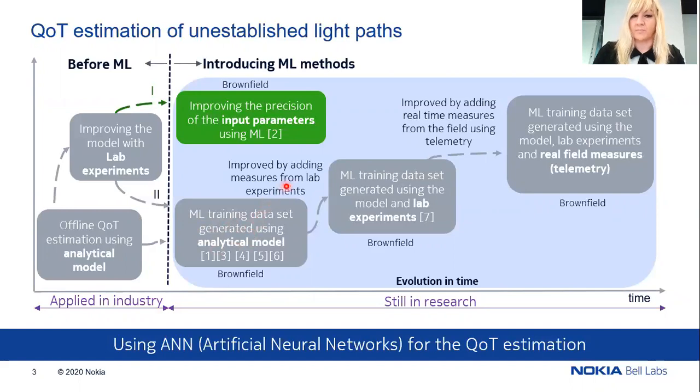This can be improved by adding measurements from the lab, and this again can be improved by adding real measurements from the field using telemetry. So this should be the holy grail: to take real field measurements and generate the training data set. This is still in research. There are a few references that you will be able to see at the end of this presentation that are studying this approach. In this study, we are using artificial neural networks for the QoT estimation.